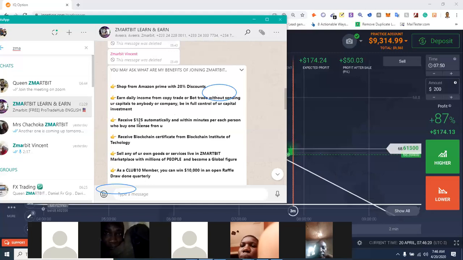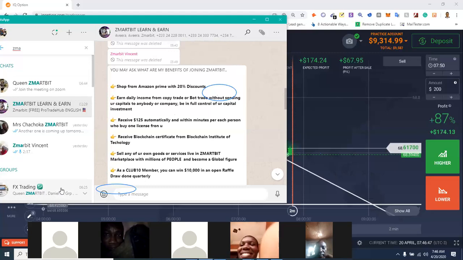You receive a blockchain certificate. Some people go to university to get a certificate. You will get that just because you are a member of SmartBit. They will teach you. We have SmartBit University. They will teach you to do that and you get certificates. You can sell your own goods and services on SmartBit. Isn't that beautiful, my brothers and sisters? SmartBit is the king, I'm telling you.